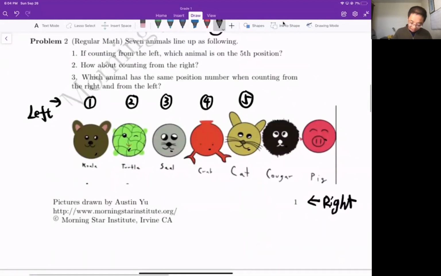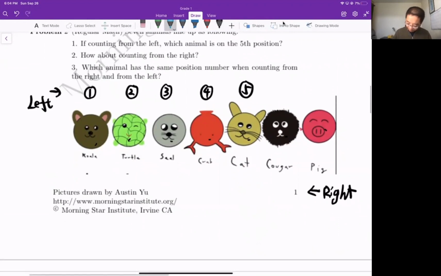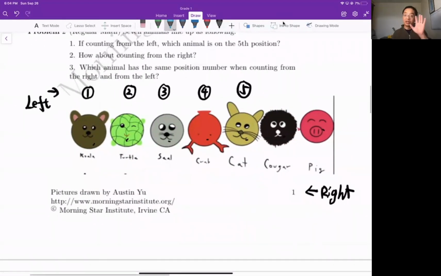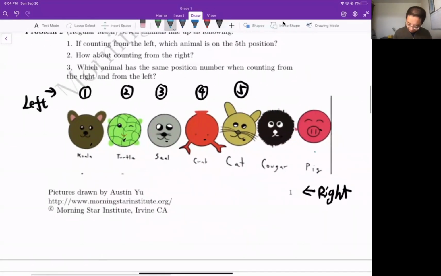If we count from the right, which one will be on the 5th position? Then we have 1, 2, 3, 4, and 5. So if we count from the right, the one on the 5th position is the seal. So the seal is on the 5th position.